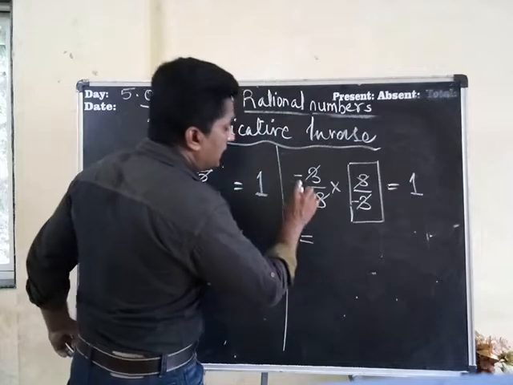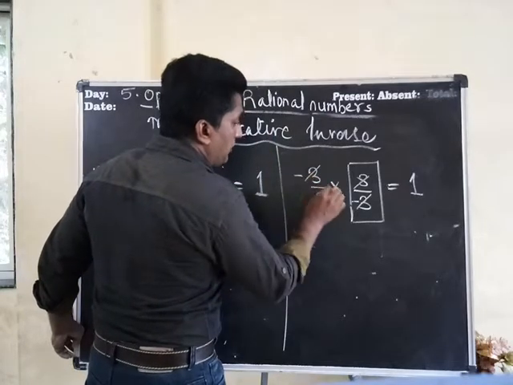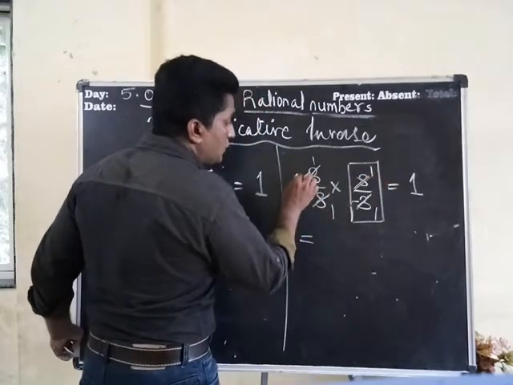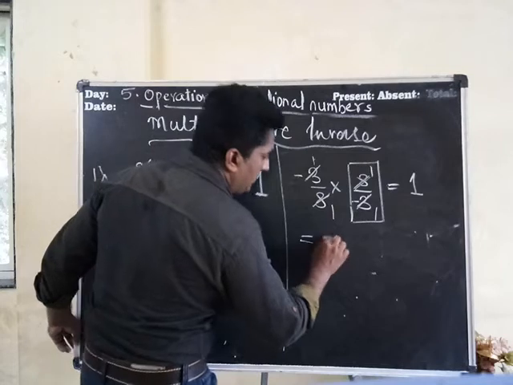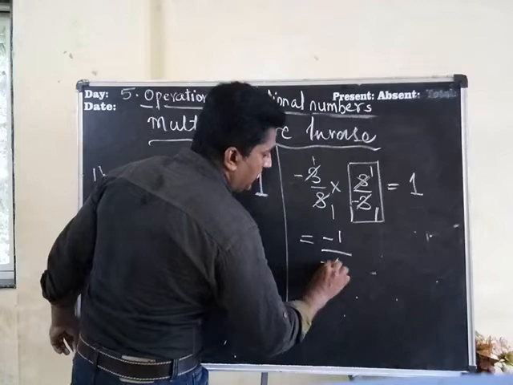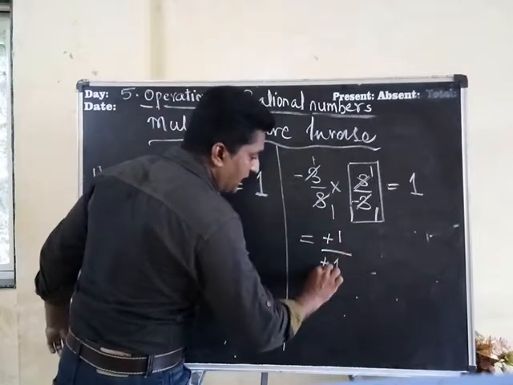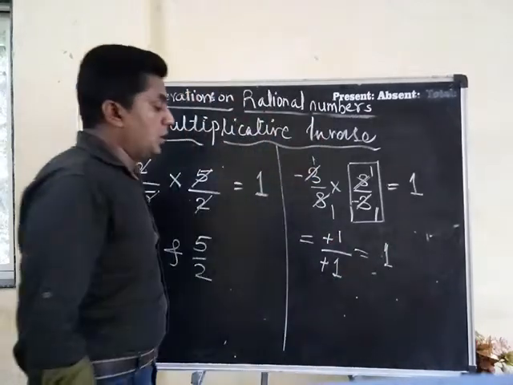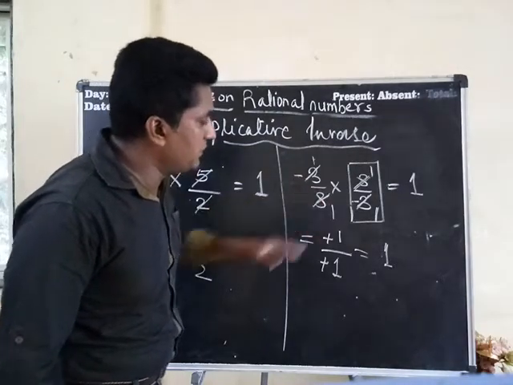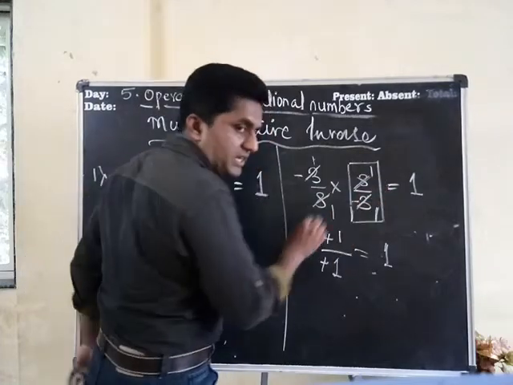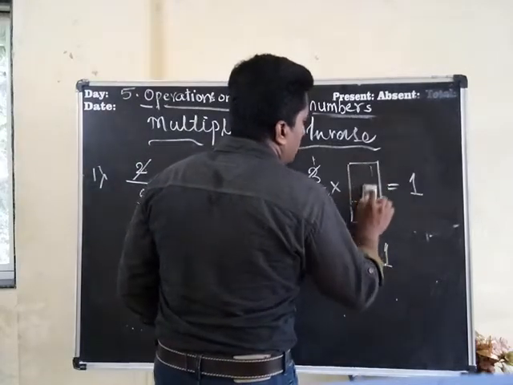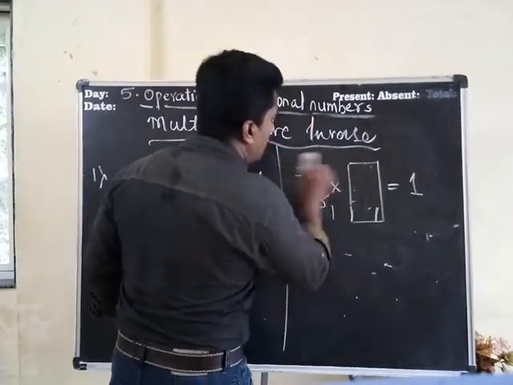Now our answer is what? 3 ones are 3, 8 ones are 8. Negative 1 into 1 will be negative 1 upon 1 into negative 1 will be negative 1, and negative gets cancelled. The answer is 1. So what is the multiplicative inverse of minus 3 upon 8? Its multiplicative inverse is 8 upon minus 3. If you want, you can keep it like this also.